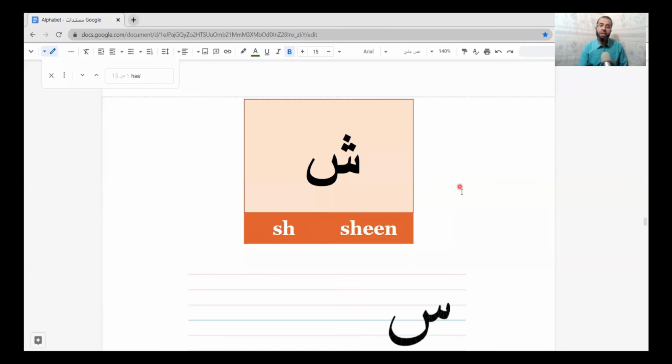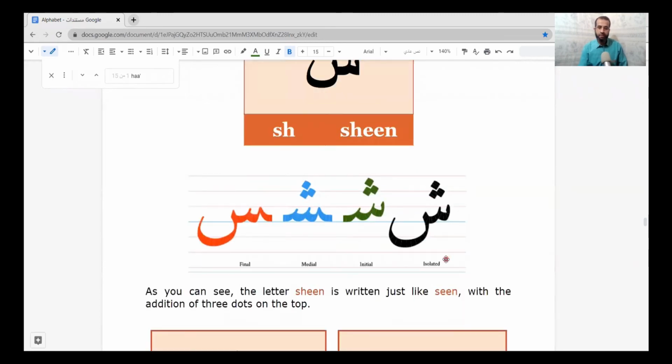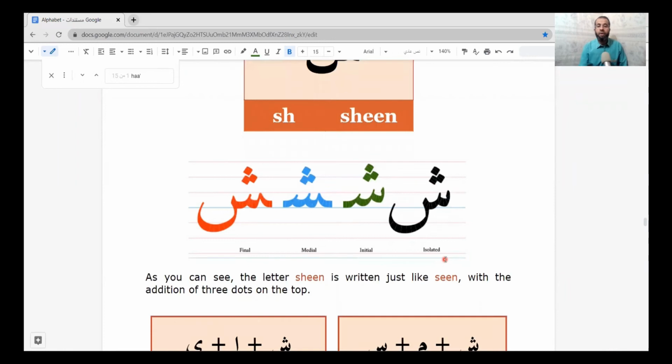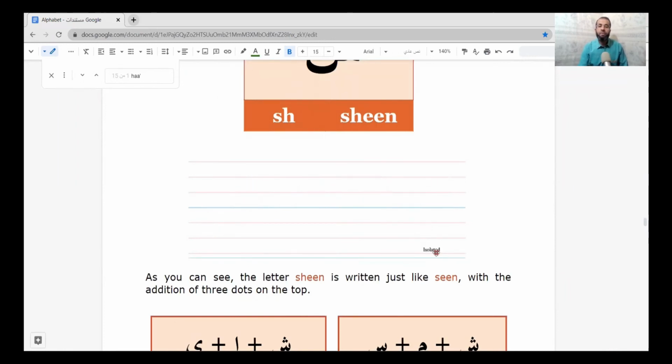We have a new letter here. Sheen. And its sound is sh. You see, it looks like seen with these three dots. Let's look how it is written. Take your pen and paper and write.